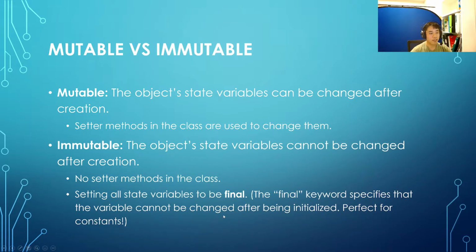Another thing is you can also make all of your state variables final. What the final keyword does in Java is that once it's initialized, maybe you assign it a value, it's going to be constant and it's not going to change afterwards. So it does not allow changes to it after initialization. This is really useful for constants, which I'm going to talk about later on, because sometimes we just need those variables to stay still.